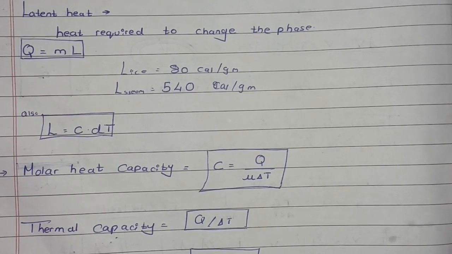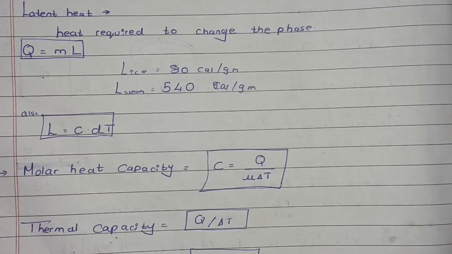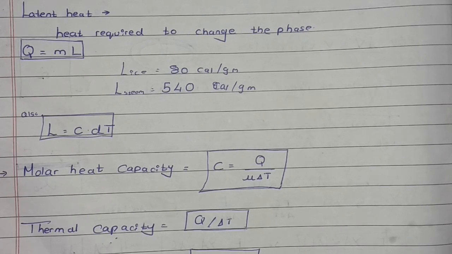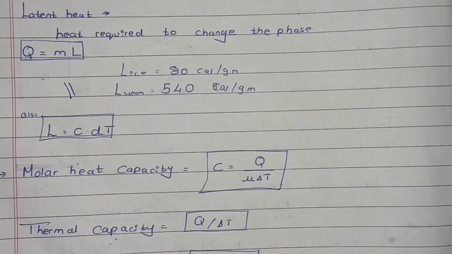Q is the heat, and L is again a constant that varies from compound to compound. For ice it's 80, for steam it's 540, as you can see written here. Q equals mL, and L equals c dT. That means Q equals m c dT if we equate these two. That's all we have.